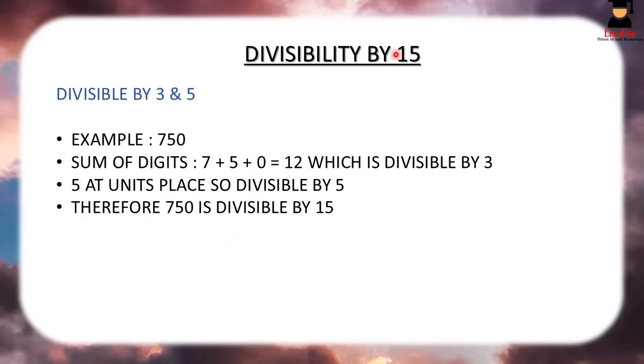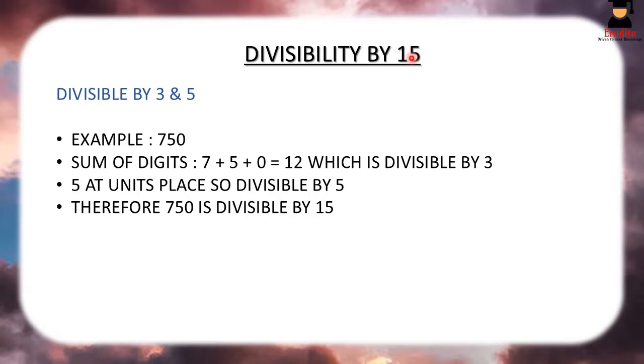For divisibility of 15, again 15 you can express as a product of two co-prime numbers, 3 and 5. So you need to check if the number is actually divisible by both 3 and 5. For the divisibility test of 3, we know that we need to take the sum of the digits, and for divisibility by 5, we know that it should either be 0 or 5 in the units place.